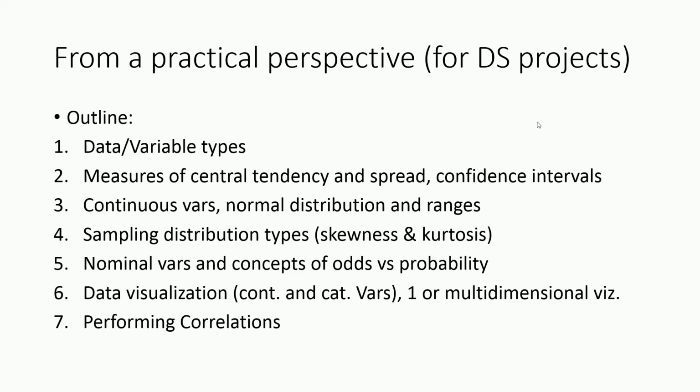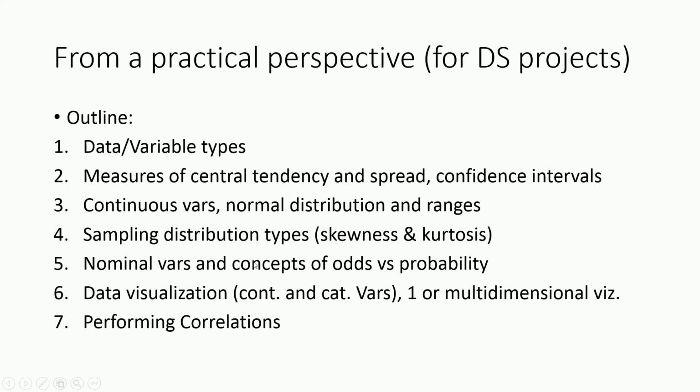We'll start with understanding the data types and the variable types. We'll then go on to understand what the central tendencies are, and how to understand the spread and confidence intervals of a given data set. We'll then have a look at the types of variables one by one. So we'll have a look at the continuous variable type and how it's visualized, and the concept of normal distribution, ranges. And then we'll have a look at the sampling distribution types, the other types, and the concepts of skewness and kurtosis.